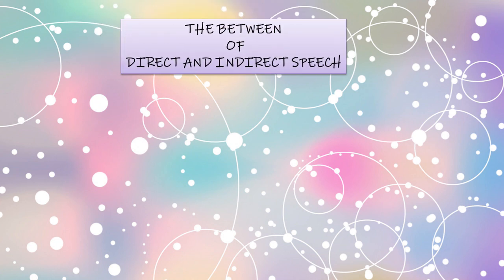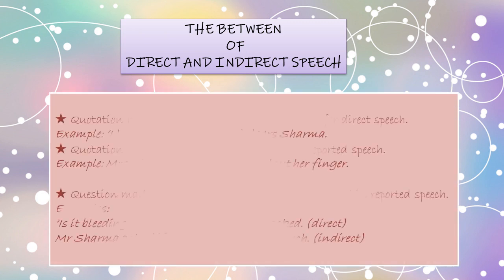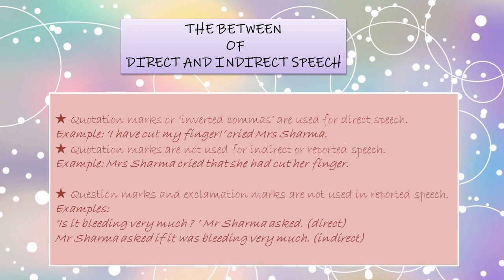Next, we learn about the differences between direct and indirect speech. The first, quotation marks or inverted commas are used for direct speech. Example: "I have cut my finger," cried Mrs. Sharma. Second, quotation marks are not used for indirect or reported speech. Example: Mrs. Sharma cried that she had cut her finger.